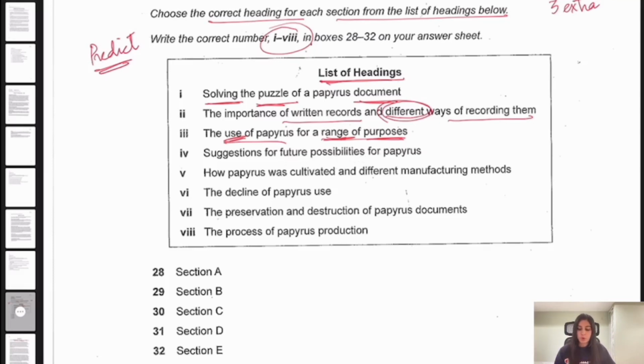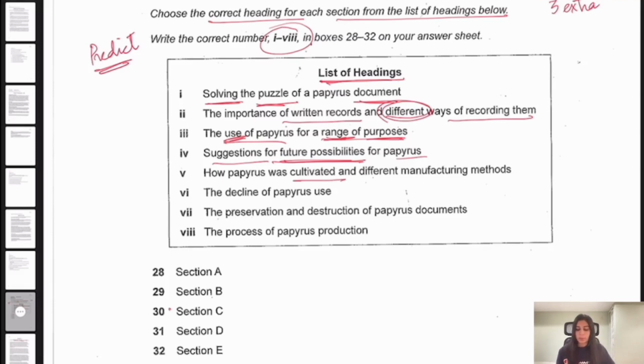Suggestions for future possibilities. Suggestions for future possibilities for papyrus. So what are the future possibilities, which basically means the future of this plant, how it can be used, whether it's going to be beneficial in the future or not. Things like that would be mentioned here.